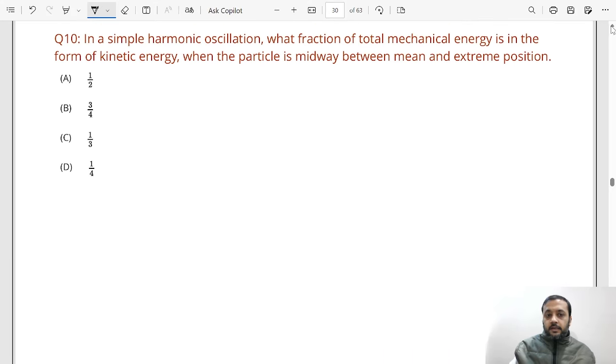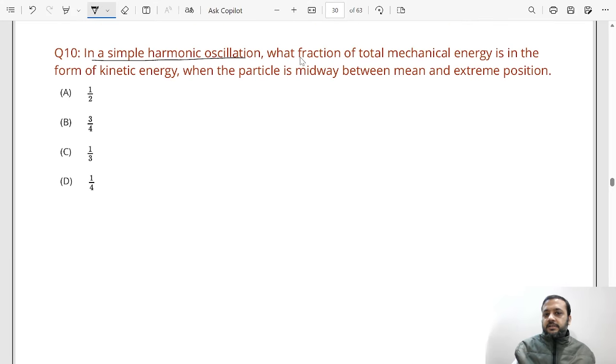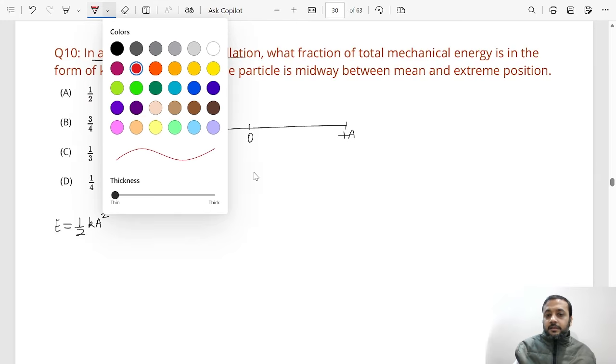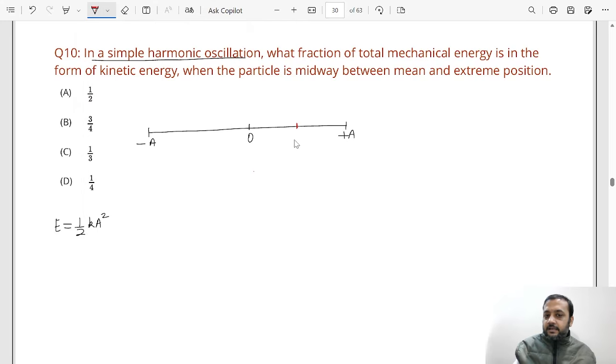All right, now see, in a simple harmonic oscillation, what fraction of total mechanical energy is in the form of kinetic energy when the particle is midway between extreme and mean? Very easy question. Let us say we have a cockroach which is oscillating between minus A and plus A. This is the equilibrium position. We know that the total energy of oscillation is half into K into amplitude square. Now remember, suppose the particle is at a distance of x equals a by 2, and we have to find the kinetic energy at this position.